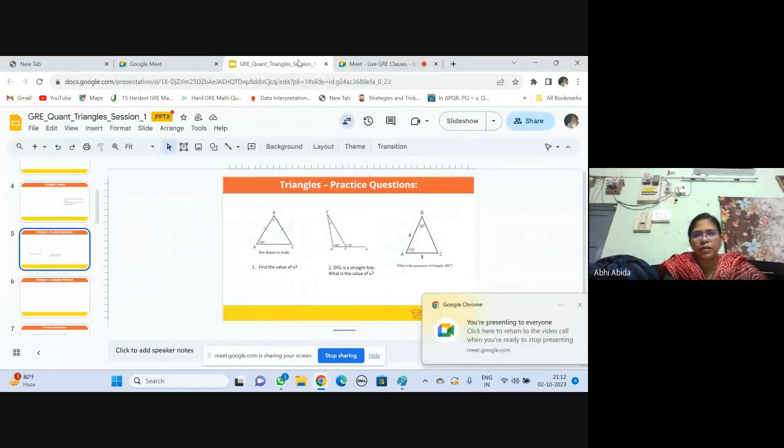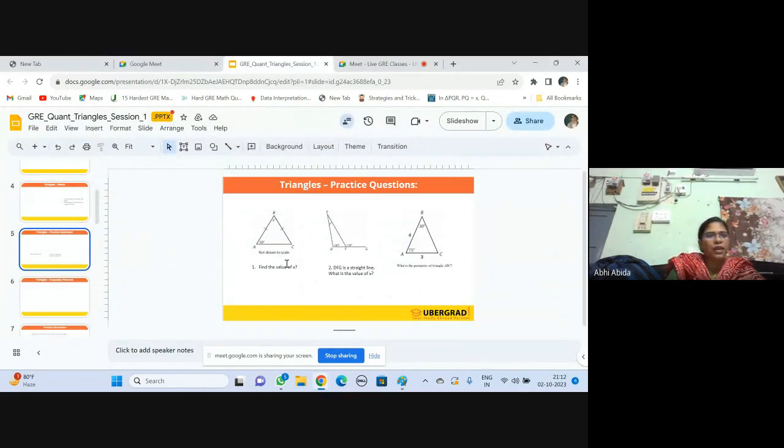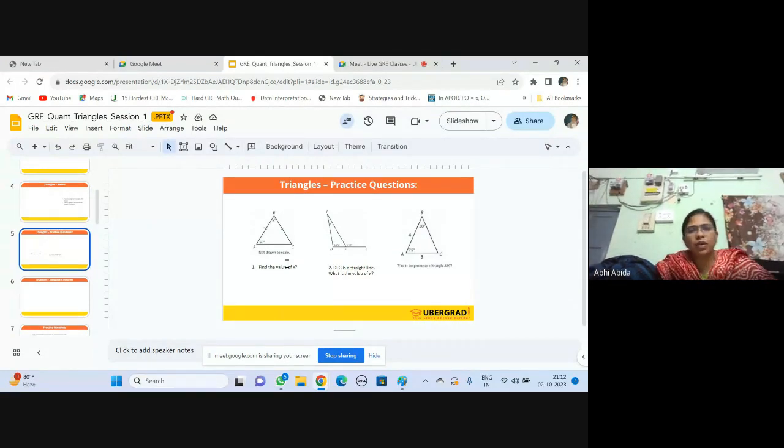What's the answer for the first question? So you can see that there is a triangle given over there. Okay, so there is a triangle. We need to find out the value of x. What is the value of x?